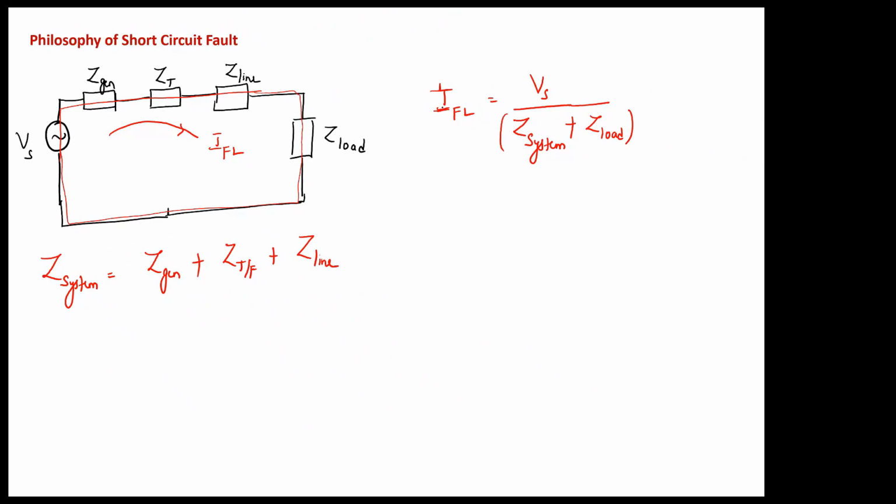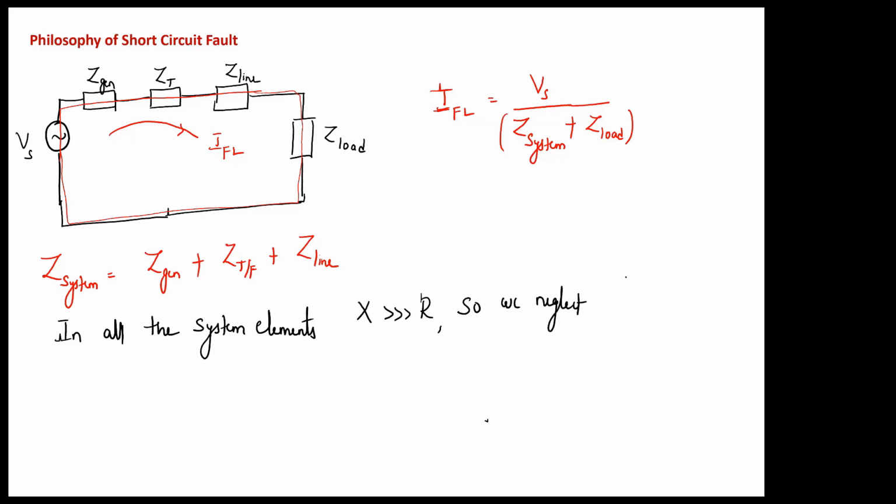One more important feature to remember is that in all the system elements the reactance is very much greater than the resistance. That means in generator, in transformer, and in transmission line, the reactance is very much greater than the resistance. So for all practical purposes we neglect the resistance parameter in system elements. That's why in the per unit impedance diagram, all the elements are represented by reactances only, because the resistance is very small compared to the reactance.